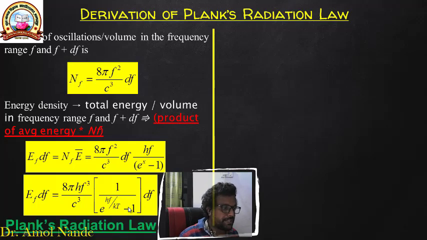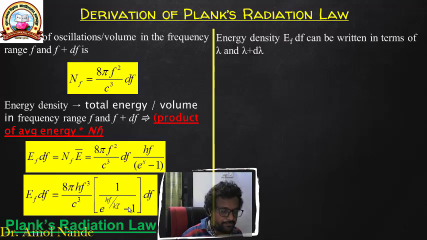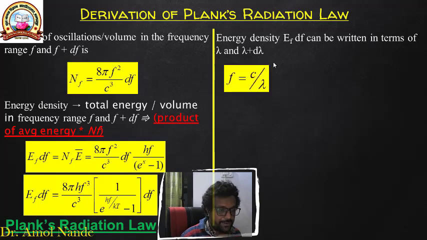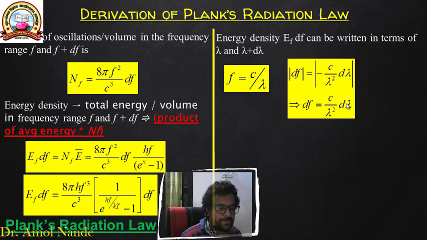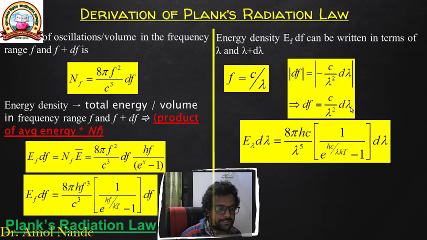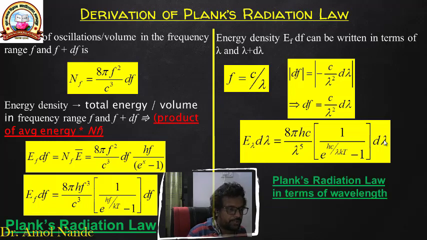Again, we know that we can derive the similar equation in form of wavelength. Means instead of going with frequency, we can estimate in between wavelength range. So again, we know that frequency is equal to velocity divided by wavelength. So उसके ऊपर से अपन df निकाल सकते हैं, c by lambda square into d lambda. तो उसके ऊपर से अपना एनर्जी का इक्वेशन क्या हो जाएगा, E lambda d lambda is equal to 8 pi hc divided by lambda to the power 5, 1 by e to the power hc by lambda kT minus 1, d lambda. This is nothing but your Planck radiation law in terms of wavelength.